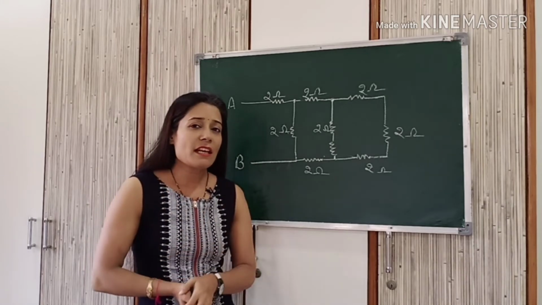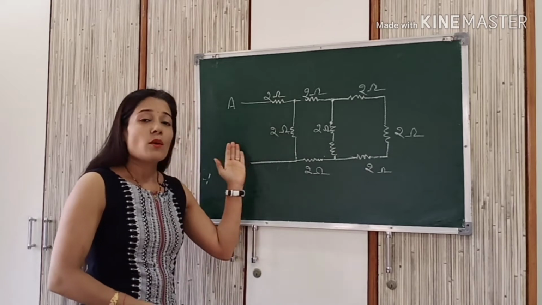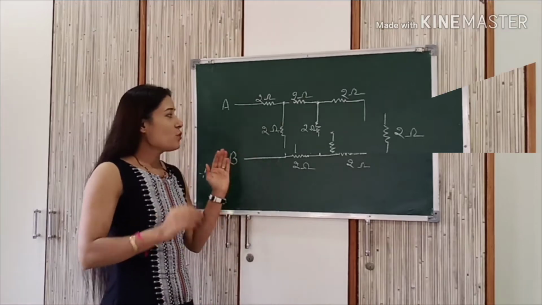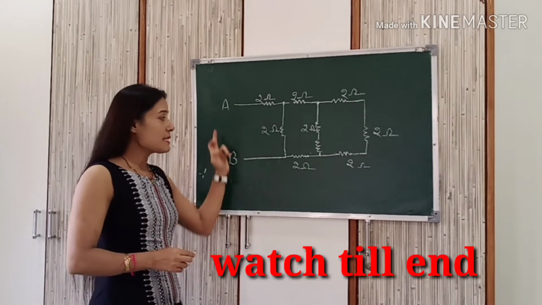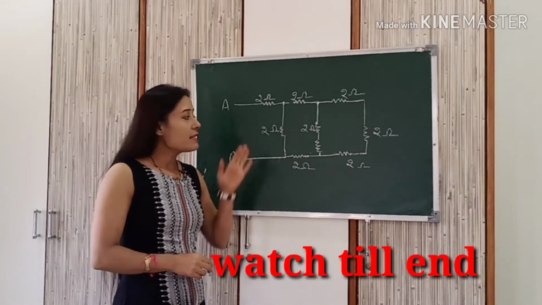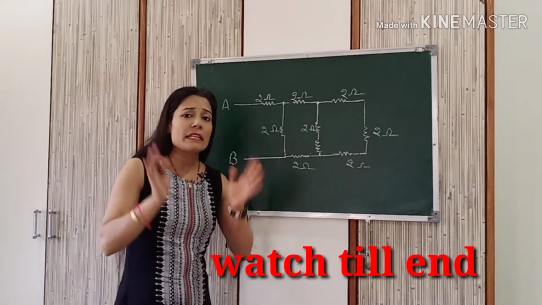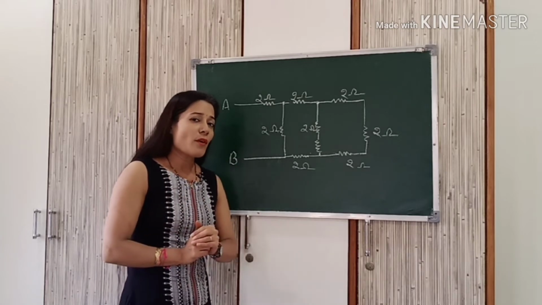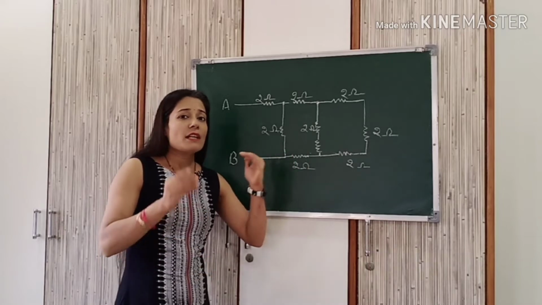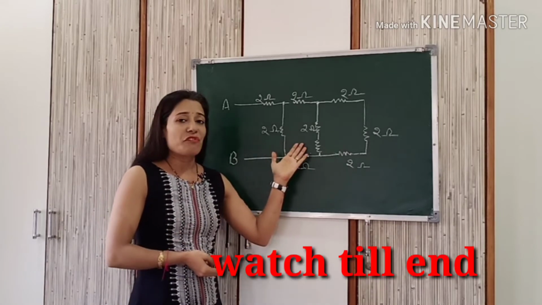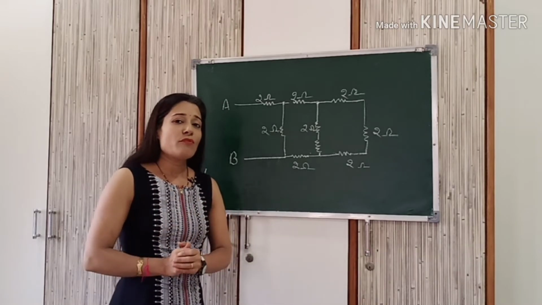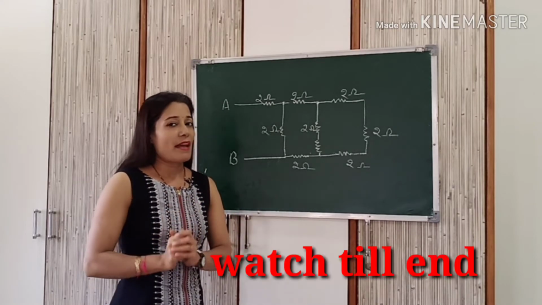So without wasting our time, let's come to our first question, which is very important for your board examinations. Let's start it. As you can see in this question, two terminals A and B are here, and across these two terminals different resistances are connected in different types of combinations. So first of all, you have to find out which type of combination of resistances is here, and then you have to solve it with the help of the formula given in the series and parallel combinations.